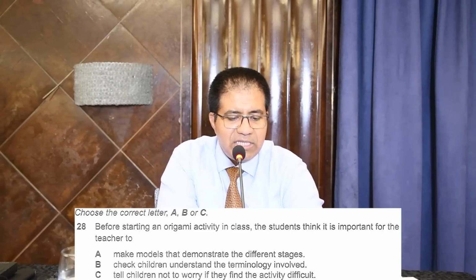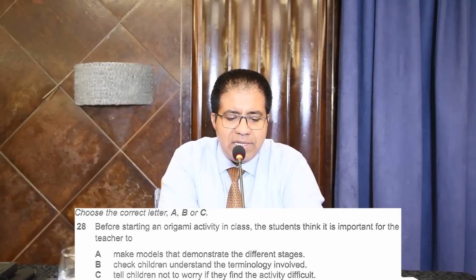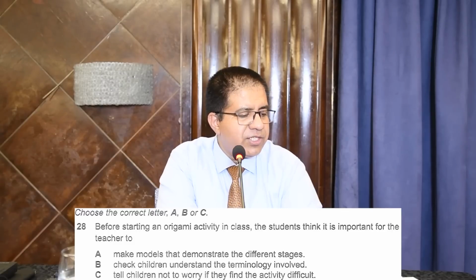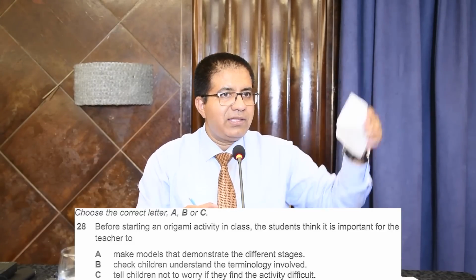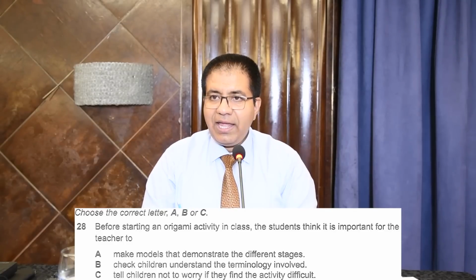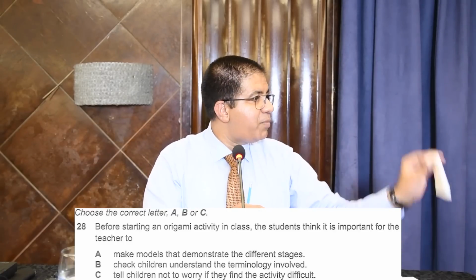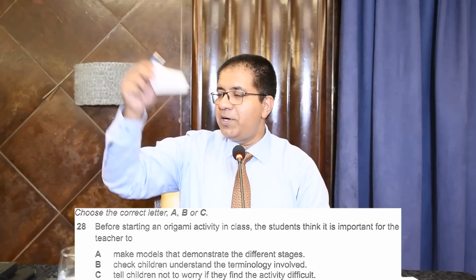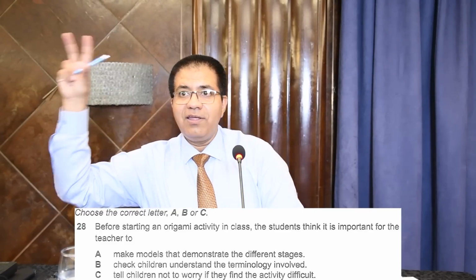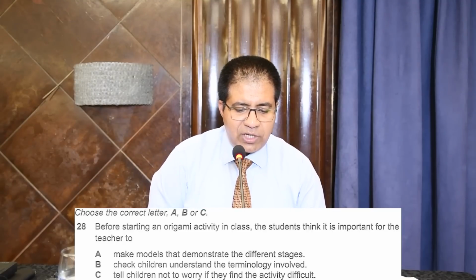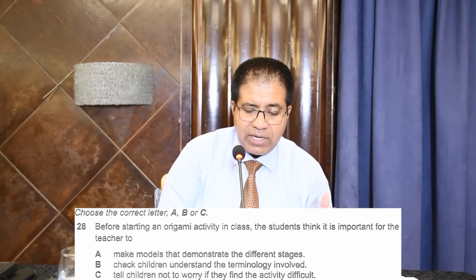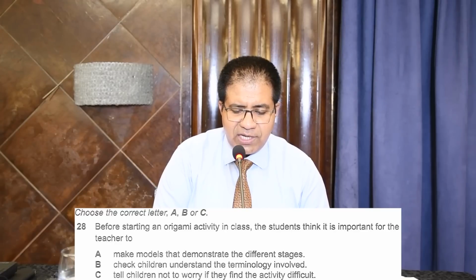Okay, now let's see option A. Make models that demonstrate different stages. For example, the first model is this. Fold a paper like this. Second model is another fold like this. So I've got first model, second model, third model, and then the final model. At the end, you will get a sparrow or anything like that. So before starting the original origami activity in class, students think it is important.